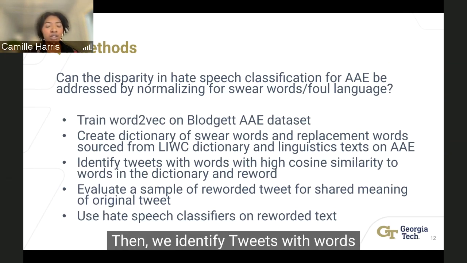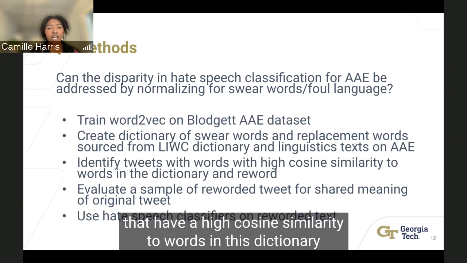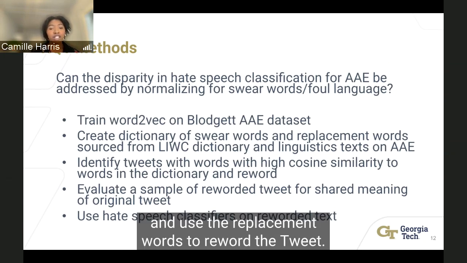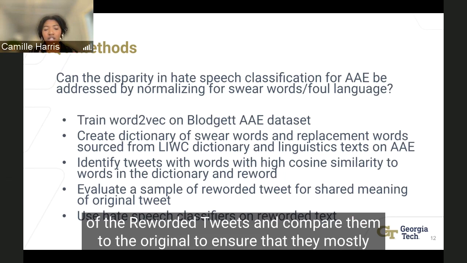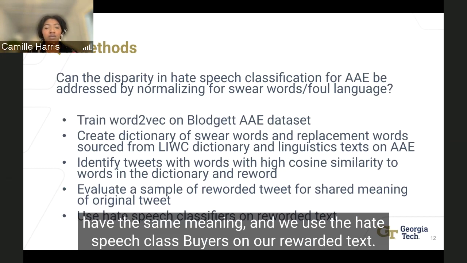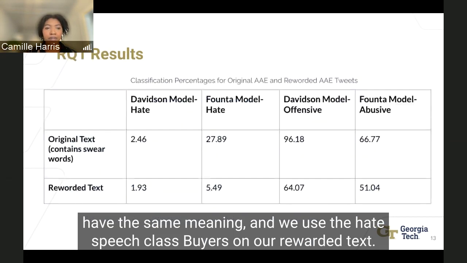Then we identify tweets with words that have a high cosine similarity to words in this dictionary, and use the replacement words to reword the tweet. Then we take a sample of the reworded tweets and compare them to the original to ensure that they mostly have the same meaning. And we use the hate speech classifiers on our reworded text.